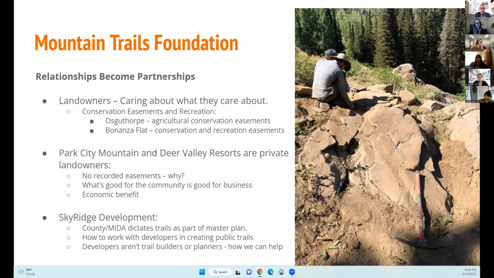But when Mountain Trails approaches them, we come with the understanding that there's a responsibility to the private landowner, whether it's an HOA or a resort. You still have to honor that entity's concerns. Just keep in mind that these relationships become partnerships, and it's really important, just like in any relationship, to understand what's important to the other parties. That's an area where we've had great success just by being good neighbors.